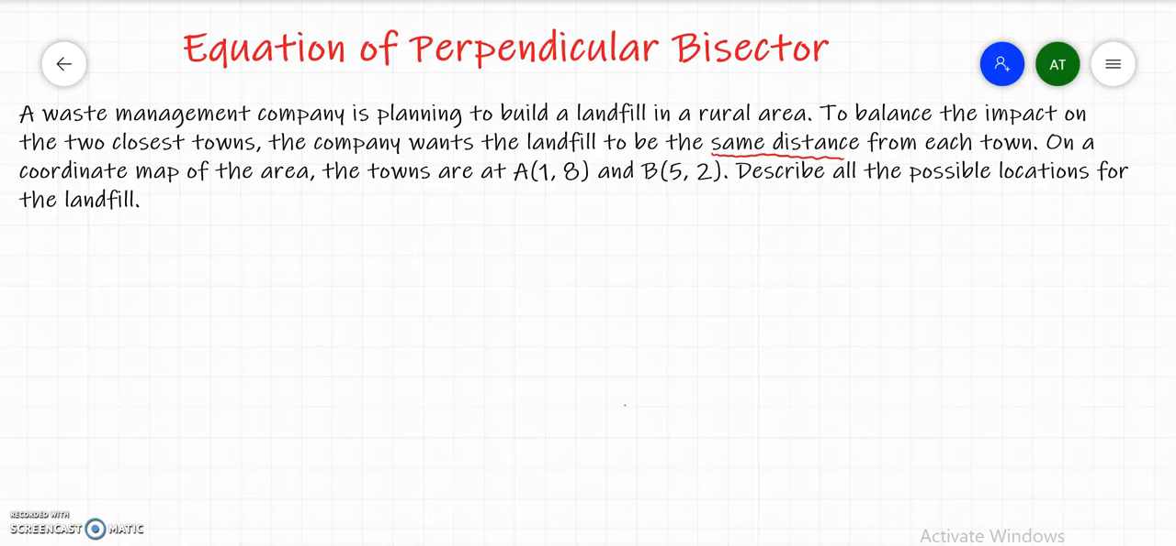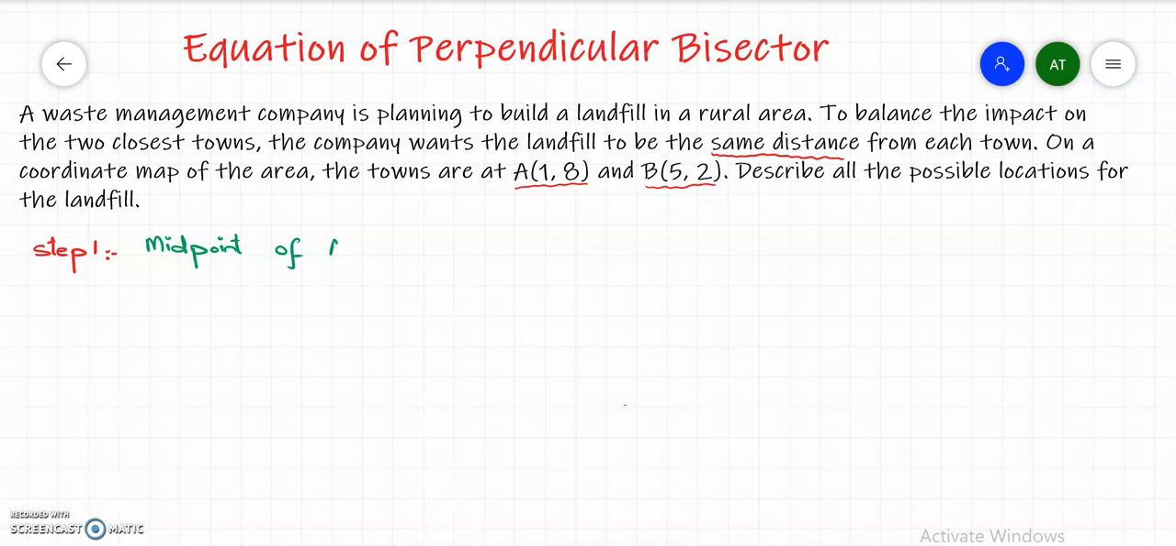On the coordinate plane of the area, the towns are at A, that is (1, 8), and B, that is (5, 2). Describe all the possible locations for the landfill. Okay, so in the first step, we need to find out the midpoint of A and B.